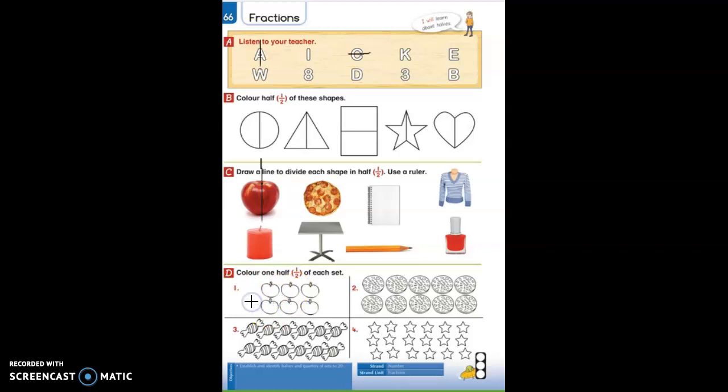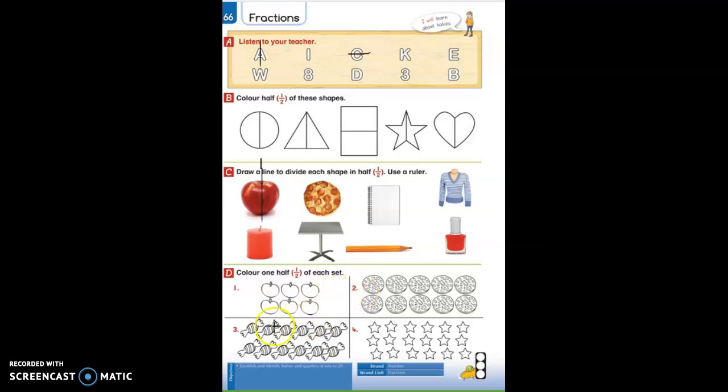think of dividing the apples among 2 people. So let's say at home, if you had 6 apples, you could divide them between you and a parent. So 1 for you, 1 for your parent, another 1 for you, another 1 for your parent, another 1 for you, and another 1 for your parent. So how many apples do you get? The answer is 3. So 1 half of 6 is 3. So you can color in 3 apples.